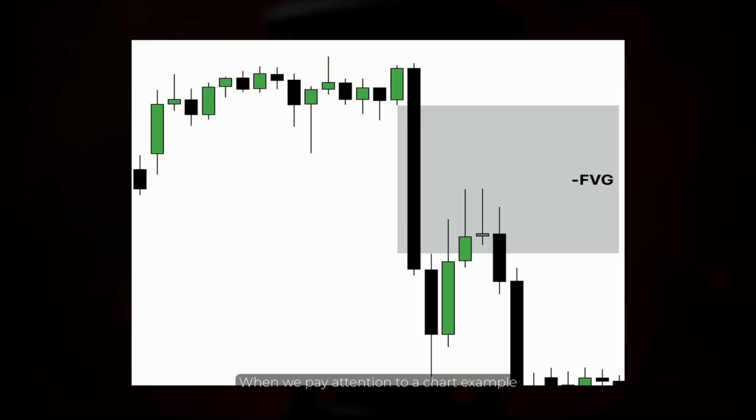When we pay attention to a chart example, then what you can see is that inside of this example, the market was consolidating and eventually it slammed towards the downside with this big downward candle. Notice that the candle afterwards did not reprice into the low of the first candle. Therefore, there's a gap between the first candle's low and the third candle's high. This is what we refer to as a bearish fair value gap. What will have to take place is that the market will seek to retrace back into that price range before the market is allowed to expand towards the downside.